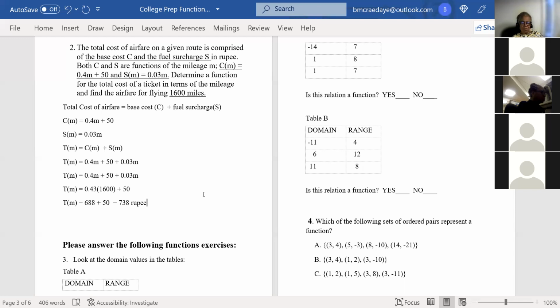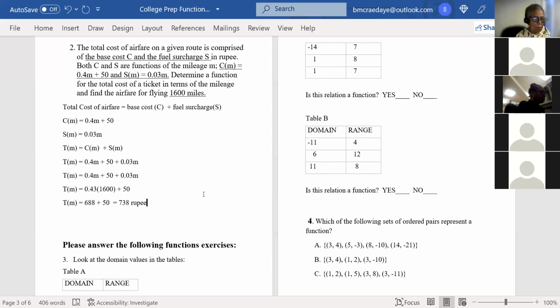Any questions on number 2? So this is a real world problem of using functions where you have two functions that determine the total cost of something. Can you think of something else where you have two functions determine the cost of something else? Anybody?